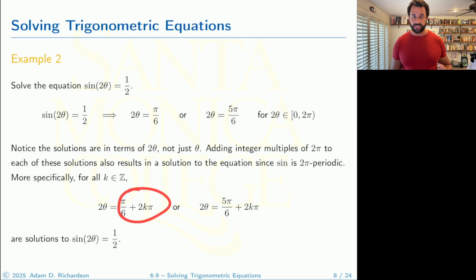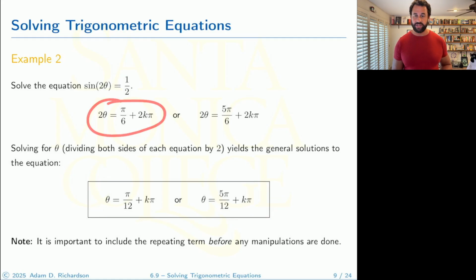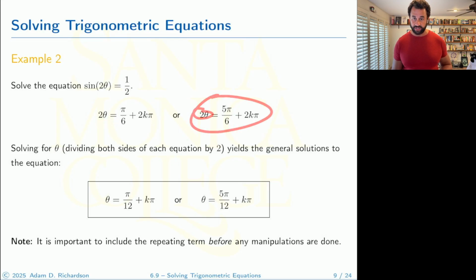Now that we have the genericness accounted for, we can divide by 2. So we're taking this equation and dividing both sides by 2, and we're taking this equation and dividing both sides by 2, just like so. That's it. Now we have the general solutions for theta. So theta is equal to pi over 12 plus k pi, because that divided by 2 is k pi. And theta is equal to 5 pi over 12 plus k pi, again because 2k pi over 2 is k pi. So these are the solutions for theta.